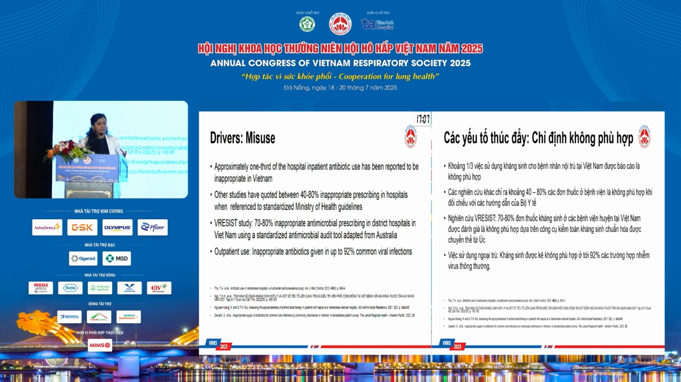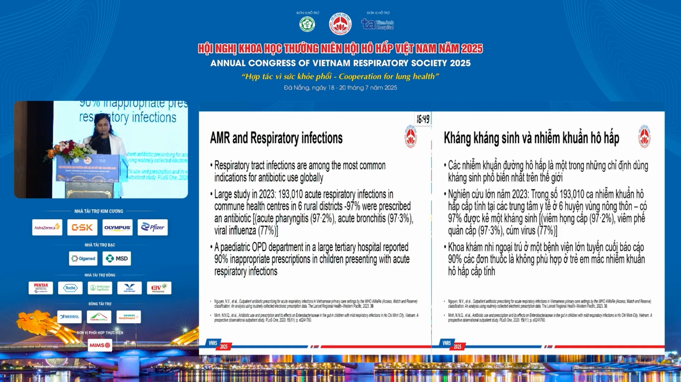In the outpatient setting, where patients are being seen in the community, inappropriate antibiotics have been given to up to 92% of common viral infections. So I'm sure this is not news. We all know that there's a lot of antibiotics being thrown around and it's very easy to access it. Why is it important in respiratory infections?